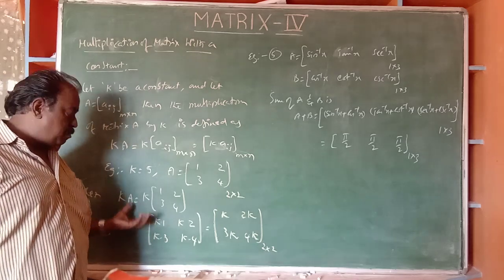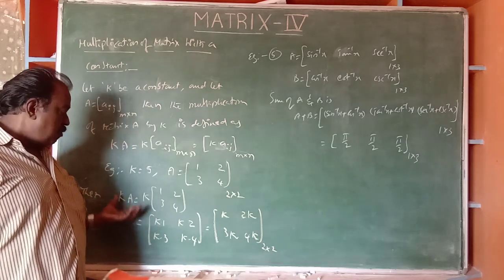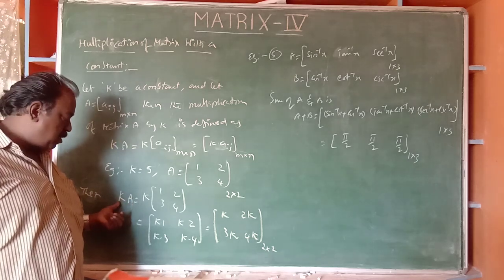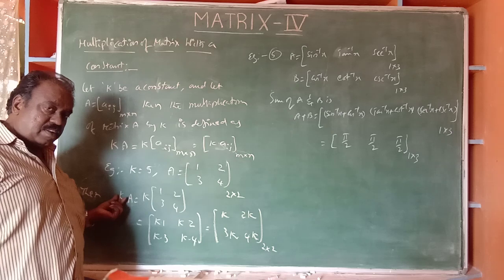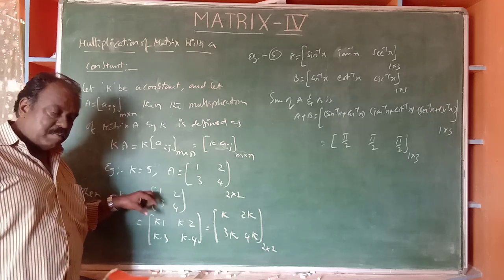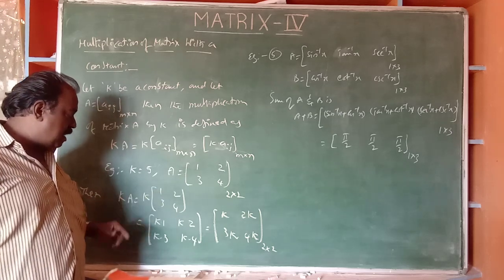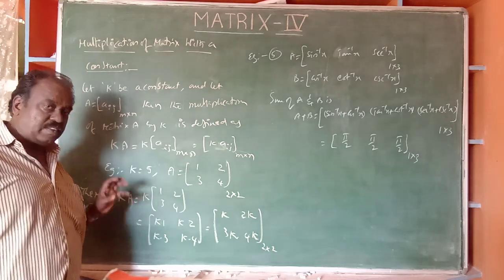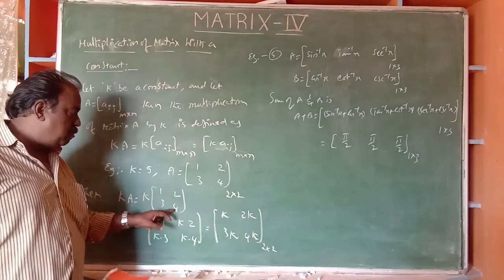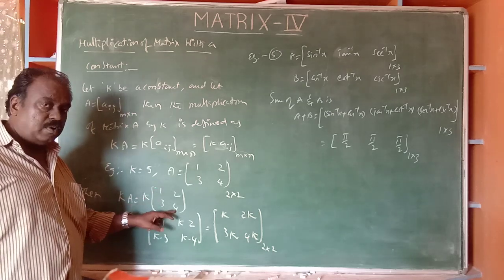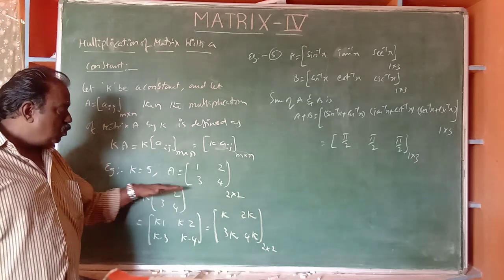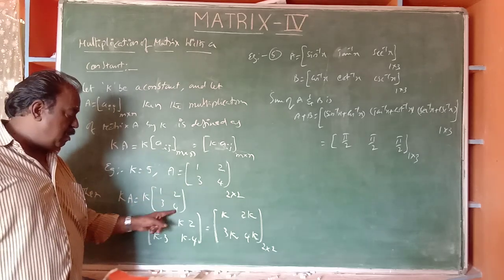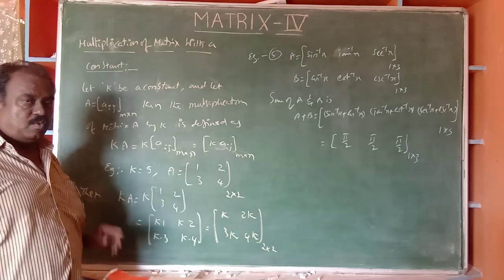Here what we observed is, if you want to multiply a given matrix by a constant, the constant can enter into the bracket inside the matrix and it multiplies each and every element of the matrix. Each and every element: 1, 2, 3, 4, four elements, 2 rows, 2 columns. Okay now?